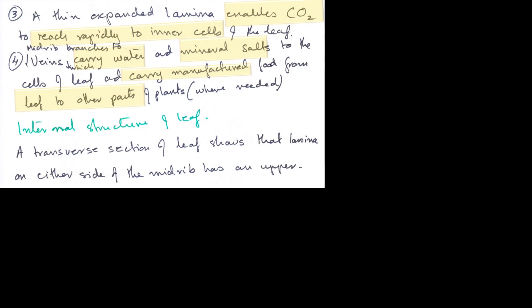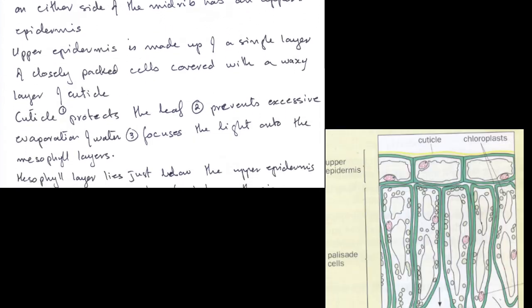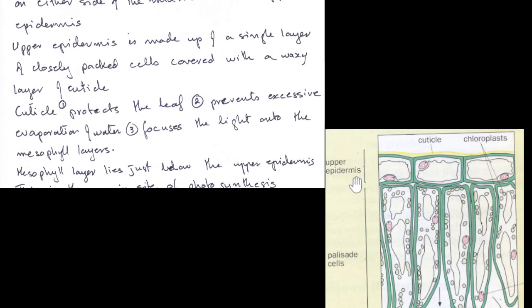Now, in internal structure of leaf, a transverse section of leaf shows that lamina on either side of the midrib has an upper epidermis. Upper epidermis is made up of a single layer of closely packed cells covered with a waxy layer of cuticle. Cuticle protects the leaf, prevents excessive evaporation of water, and focuses the sunlight onto the mesophyll layers.